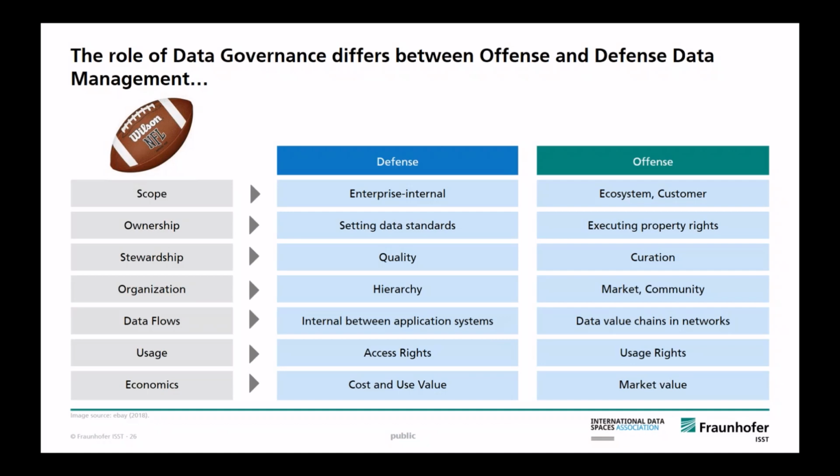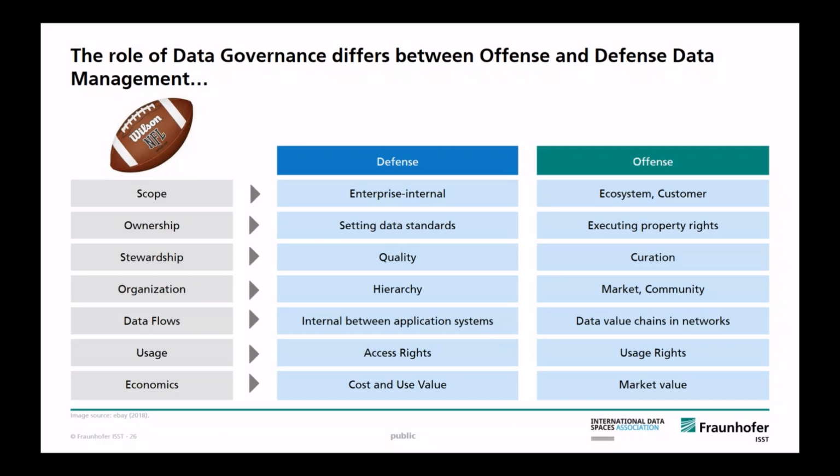Data flows were mainly looked at from an internal application system integration point of view or business process integration point of view. But now we have data value chain. And a data value chain is something different than a data flow. It carries the notion of value in it, and also the notion of value creation as long as we go downstream this value chain in a network.